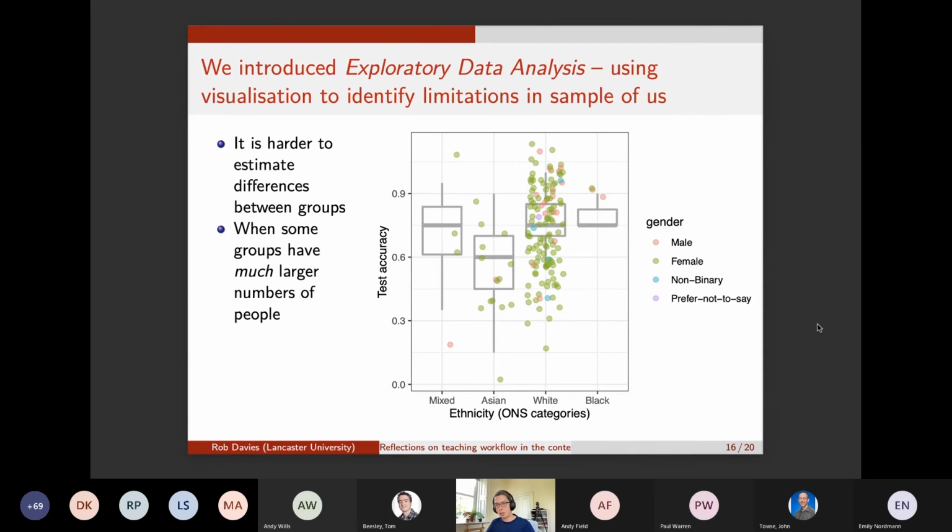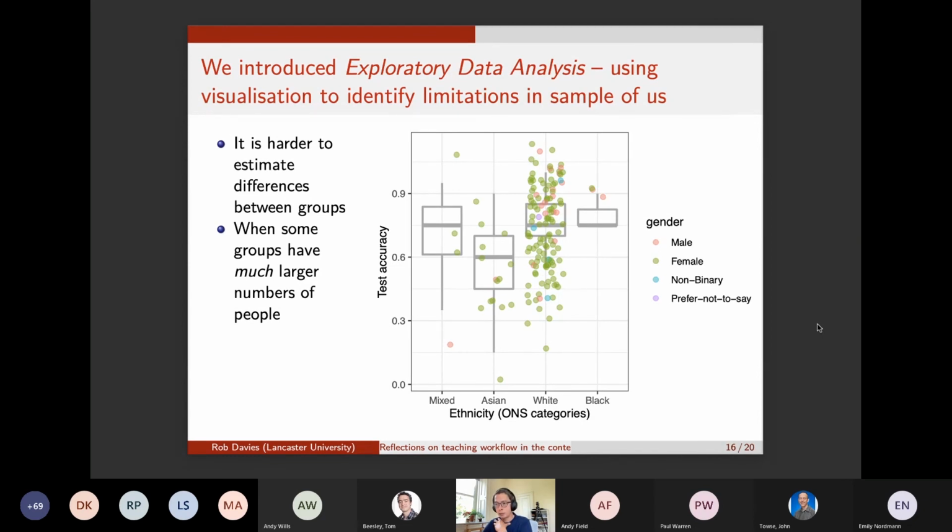What I wanted to provide was a space for students to realize that we're collecting data, so we can visualize the data that we collect from ourselves. You can see in the plot the differences in accuracy of response to COVID guidance in different ethnicity groups and different so-called gender classification groups, or self-classification groups.